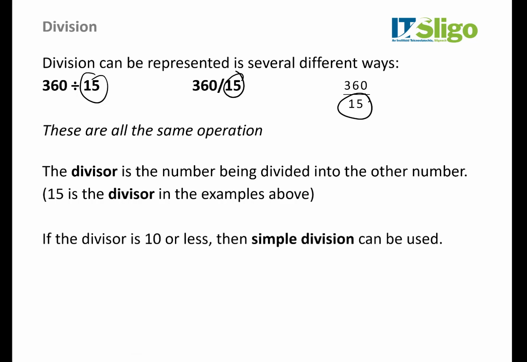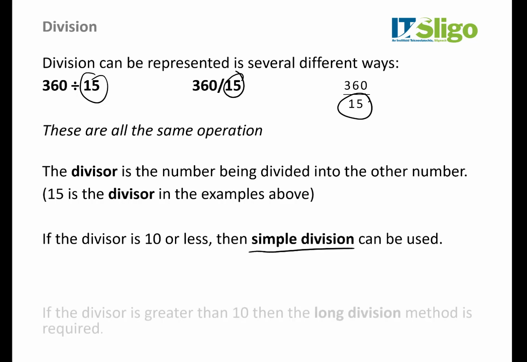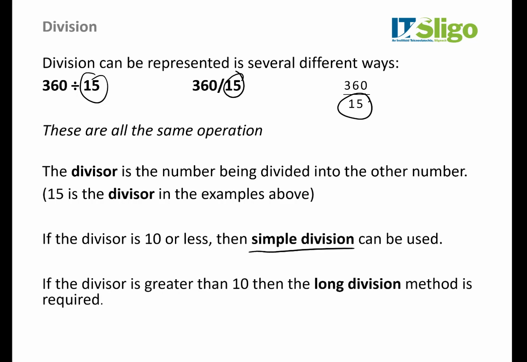So if the divisor is 10 or less, then we use simple division. I'll run through a quick example of that. If the divisor is greater than 10, then long division is used. And there's lots of different methods of long division, guys, and short division. As long as you're getting to the answer correctly without a calculator, it's valid. You'll get full marks in any kind of test. So you don't have to follow my method. That's what I'm trying to say.